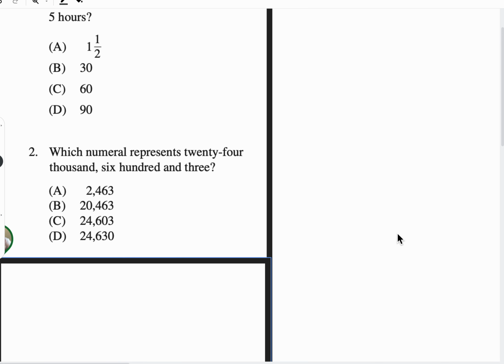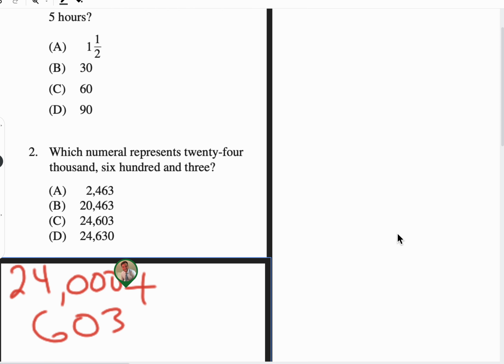24,000 can be written out as 24,000. And 603 is written out as 603. Now let's combine these together. And we get answer choice C, 24,603.